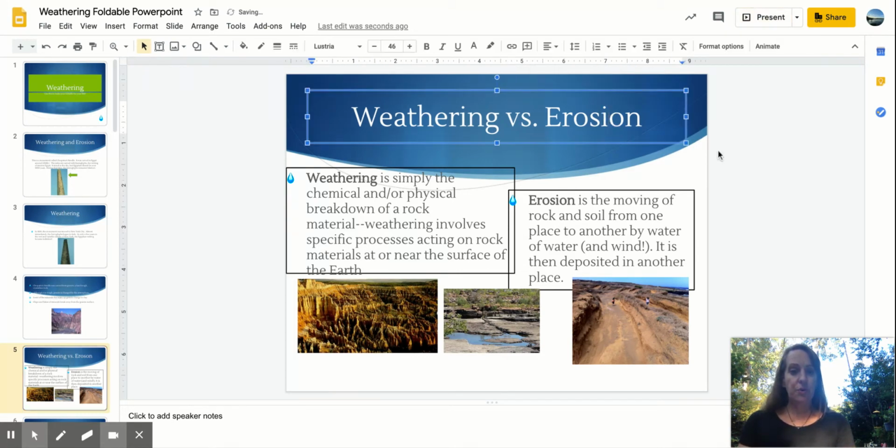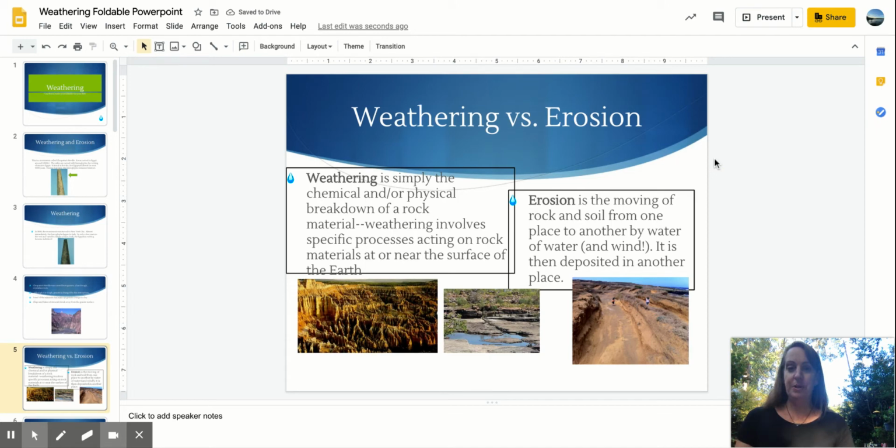But quickly, the difference between weathering versus erosion. And erosion is, I had to fix my spelling error. Erosion is simply the movement of soil or rocks or sand from one place to another, caused by lots of different things, but mainly water is what we're talking about here. So it's movement of mud down a hillside, movement of sand down a beach.